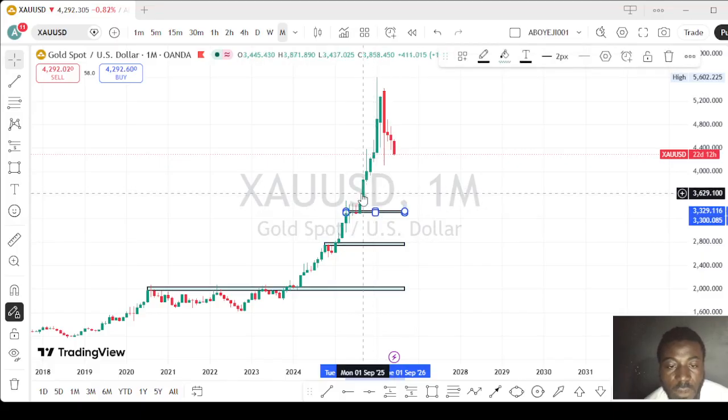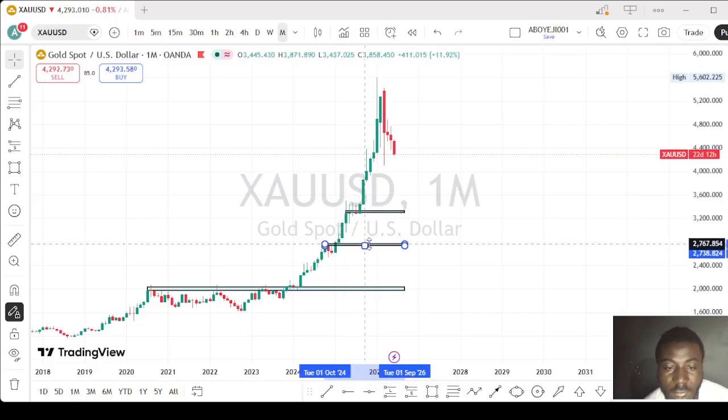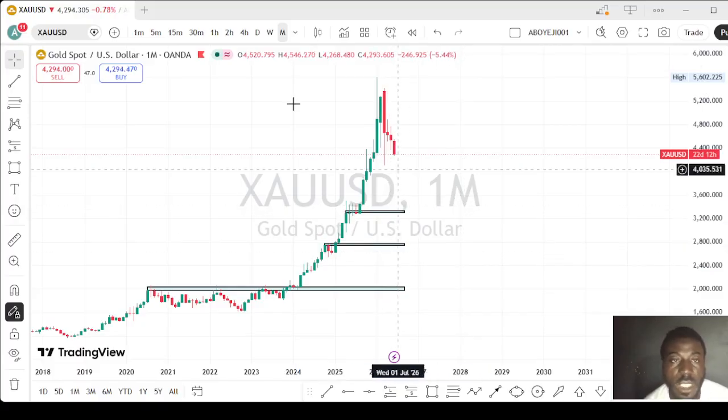You can see this key level here is coming here. So there is no key level here, it's just a retracement. So this is another key level. If this does not hold it, definitely this will hold it. So let's move to weekly time frame.